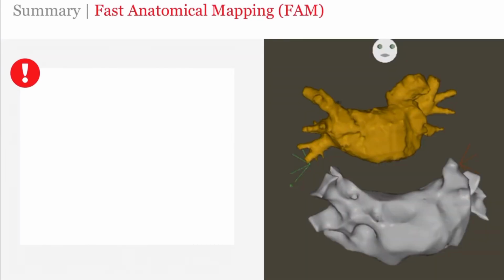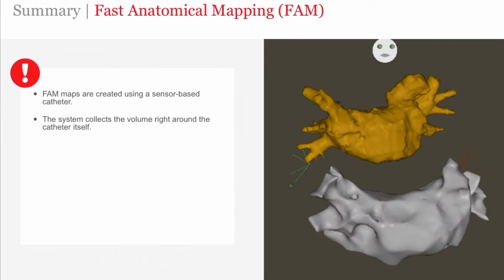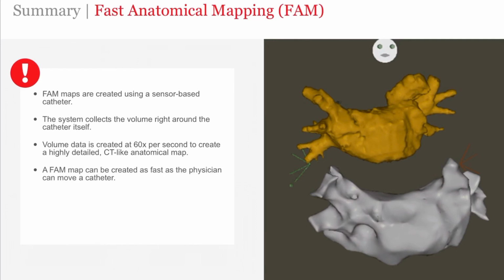Let's recap what we learned about FAM. FAM maps are created using a sensor-based catheter. The system collects the volume right around the catheter itself. Volume data is created at 60 times per second to create a highly detailed CT-like anatomical map. A FAM map can be created as fast as the physician can move a catheter.